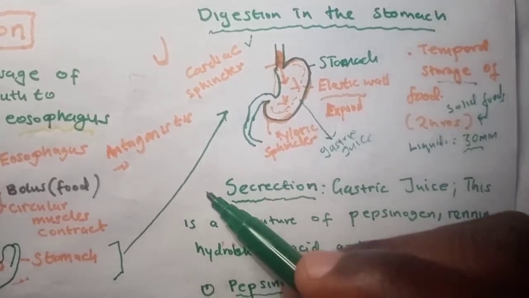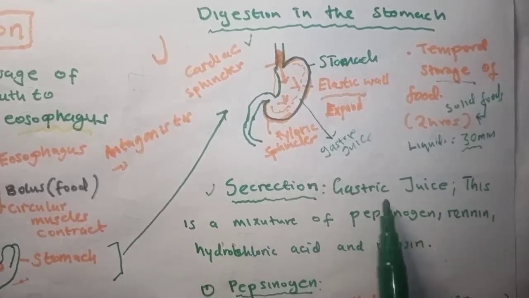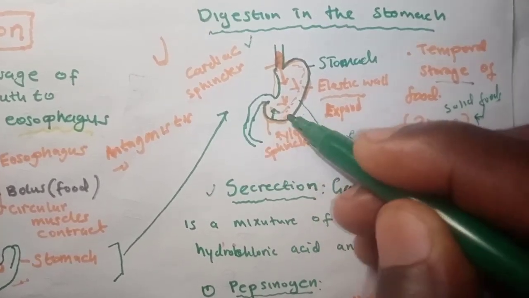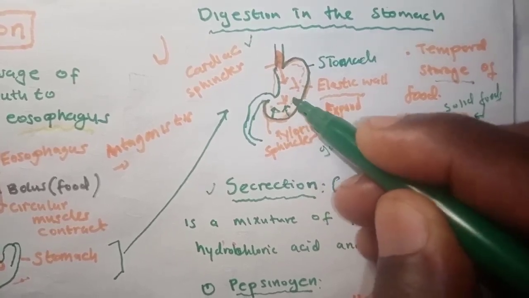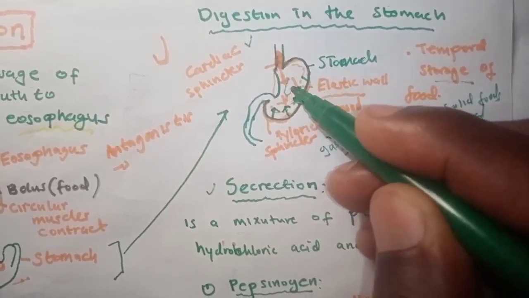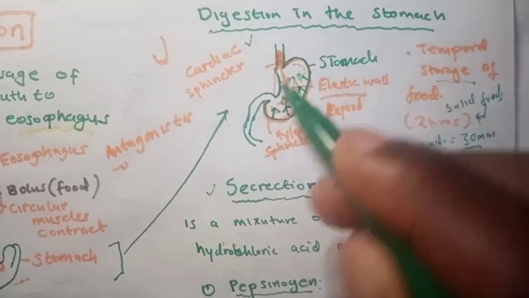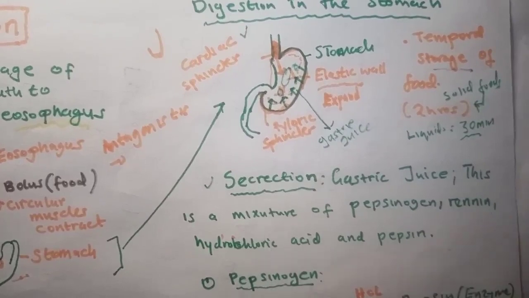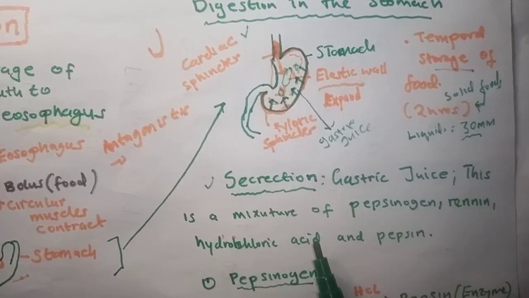That's the main secretion in the stomach. So this gastric juice is secreted like this. It mixes with the food, and this gastric juice is the main thing that causes food to be digested.